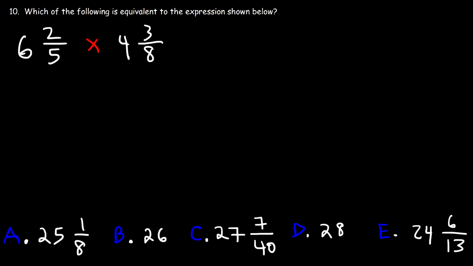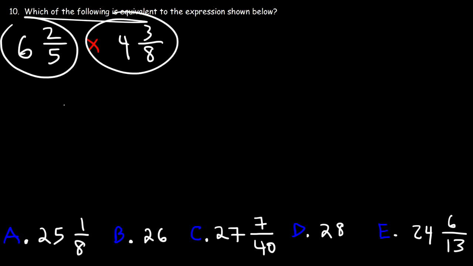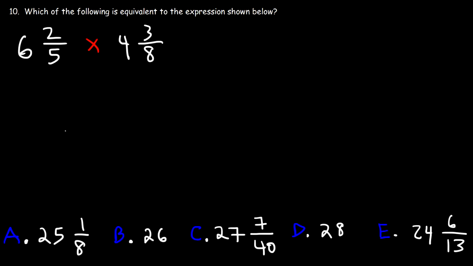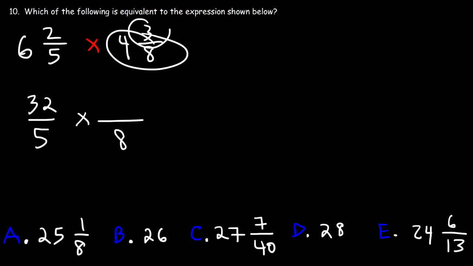Now in this problem, we're going to multiply two mixed fractions. So what's 6 and 2/5 multiplied by 4 and 3/8? Well, let's find out. So just like before, we're going to convert each mixed fraction into an improper fraction. So first we're going to rewrite the denominator. 6 times 5 is 30 plus 2, that's 32. 4 times 8 is 32 plus 3, that's 35.